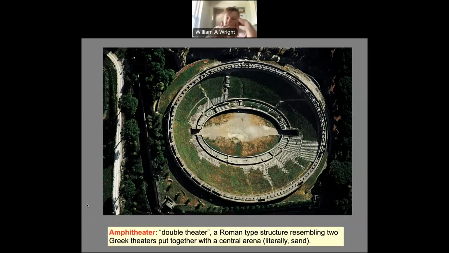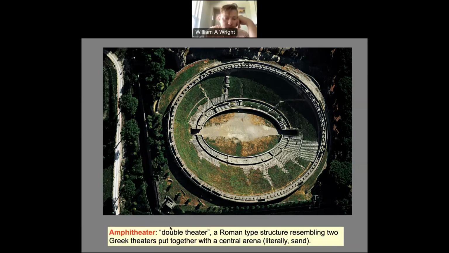We see the amphitheater in Pompeii, which is basically just a word for a double theater. I don't know if you saw it at the Acropolis, but there was a regular Greek theater, which is just half of one of these. When they put it together, they call it an amphitheater. It's a Roman structure, which is two Greek theaters put together with a central arena, right? So all the action happens in the middle, and the viewers can sit on either side. Literally, arena, I think it means sand. In any case, it's a sand pit in the middle.